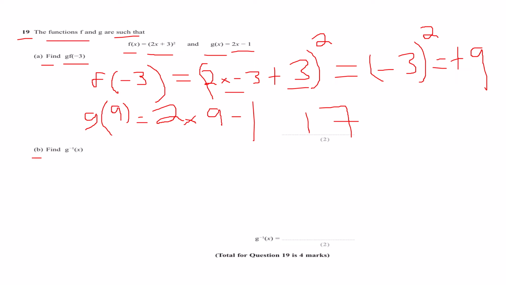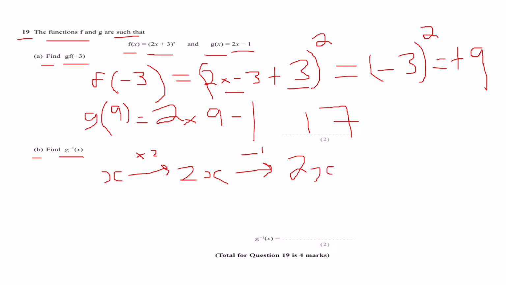Okay, part B, work out g inverse of x. So g to the minus 1 of x, g inverse of x. So that's the inverse. Okay, think of it one of two ways. Now, because this is quite a basic function, via like a function machine, it takes an input x, multiplies it by 2. Okay, so we get 2x. It subtracts 1. It gets you the output 2x minus 1.